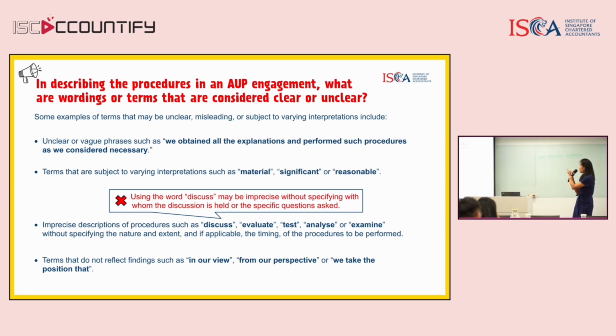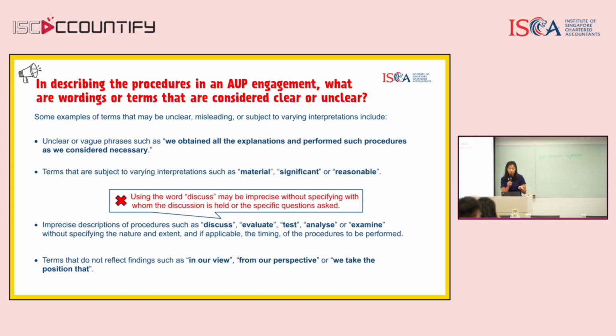But if I have a procedure that says, go and obtain all the explanations and perform procedures considered necessary, again, my threshold and your threshold could be different. I may do 10, you may do 9. Or I may ask 10 questions, you may ask 9 questions. Then the next one, words like material, significant, reasonable. These are subject to varying interpretations.